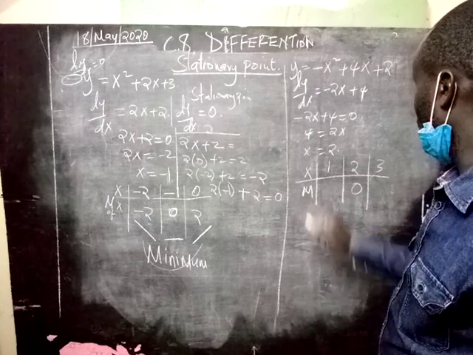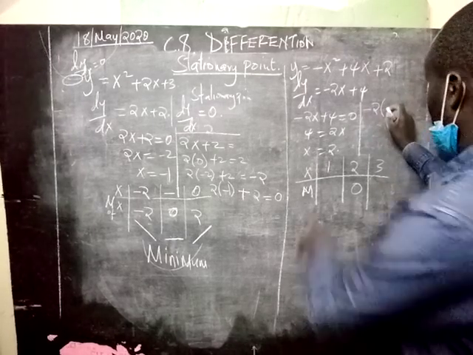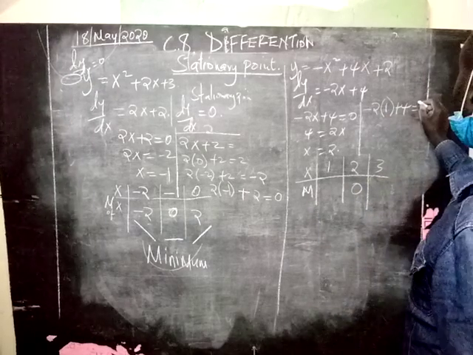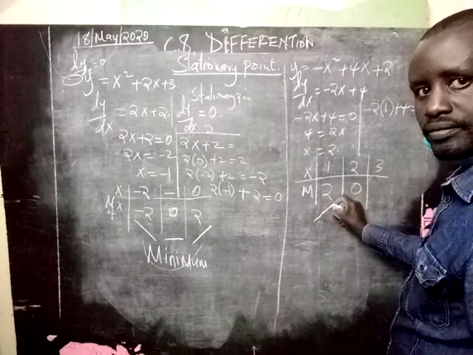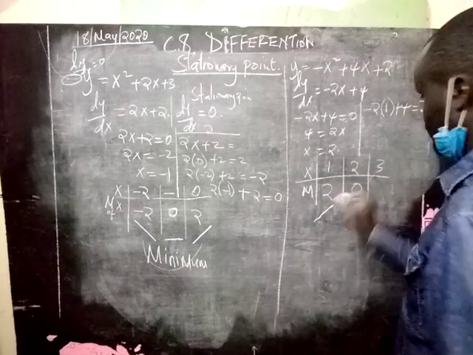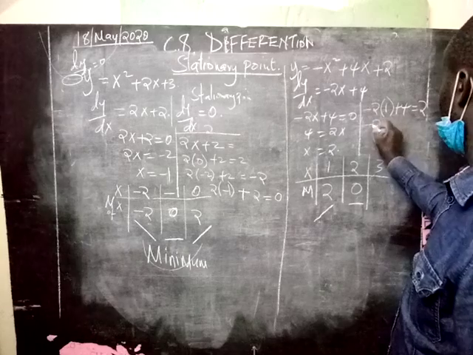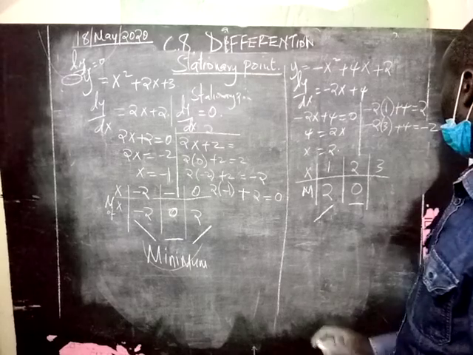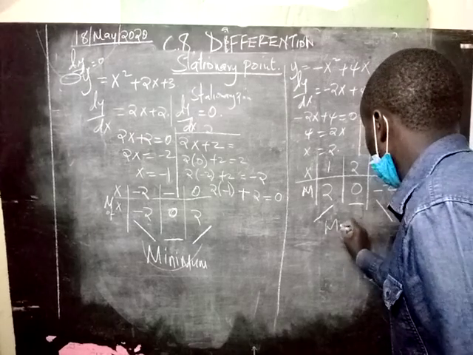So we have negative 2 into 1 plus 4, which gives 2. So here we have 2. It is rising. Always where we have 0 as gradient is stationary. Then we have 3: negative 2 into 3 plus 4, this one is negative 6 plus 4, we have negative 2. So negative 2 is sloping downwards. This one is going to give us a maximum.